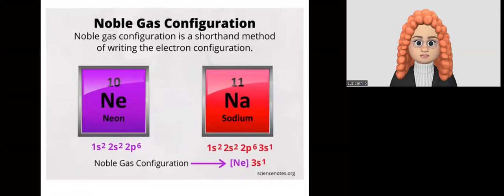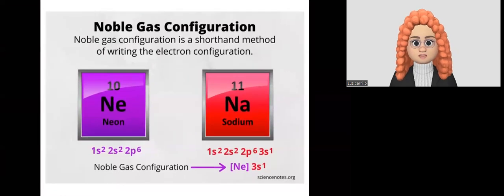So what is the noble gas configuration? A noble gas configuration is going to be, as I just mentioned, a shorthand method of writing an electron configuration. So let's take, for example, here, the noble gas configuration that can be derived for a specific atom. And here we have sodium.